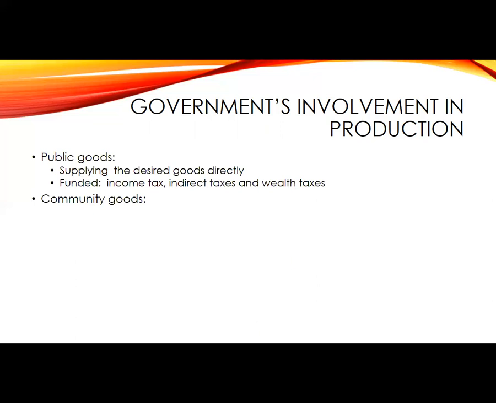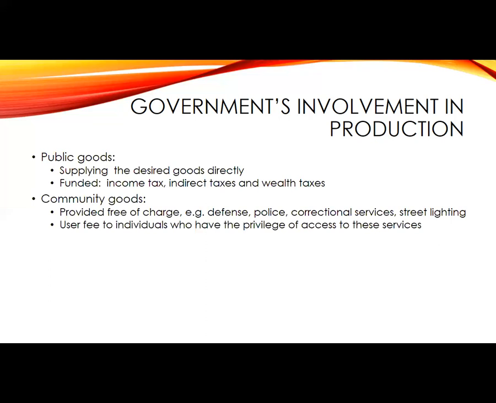Community goods may be provided in one of the following methods: free of charge. Fortunately for you, you do not have to pay the police, or you're not supposed to pay the police, when they come out to your house for whatever crime was committed. Or you have user fees, where individuals who actually have the privilege to access services such as refuse removal, waste disposal, sewerage, and drainage, some individuals pay for it. Or the provision of some collective goods, which is being subsidized.